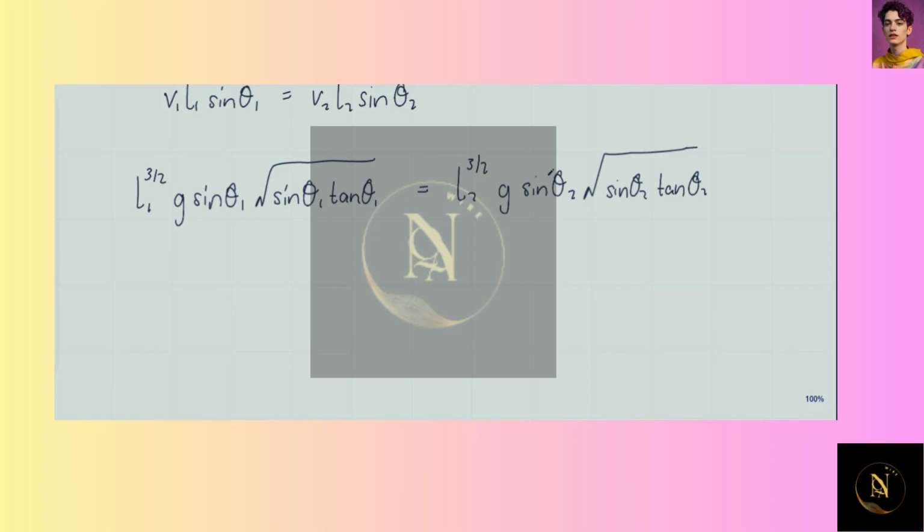So here we have an expression where if we square both sides, we see the g's obviously cancel. So this expression becomes L1 cubed times sine of theta 1 cubed tan theta 1 is equal to L2 cubed sine of theta 2 cubed tan theta 2. So here we have our relation among L1, L2, theta 1, and theta 2. So that's our answer for part A.